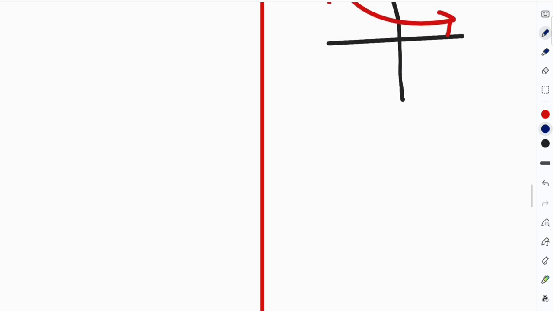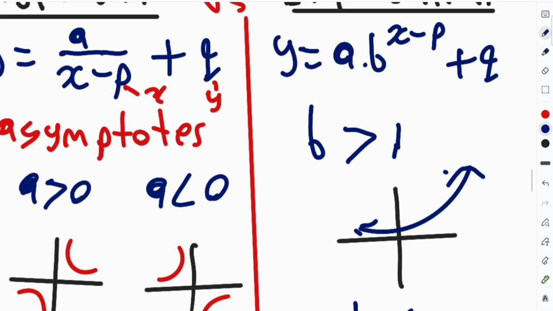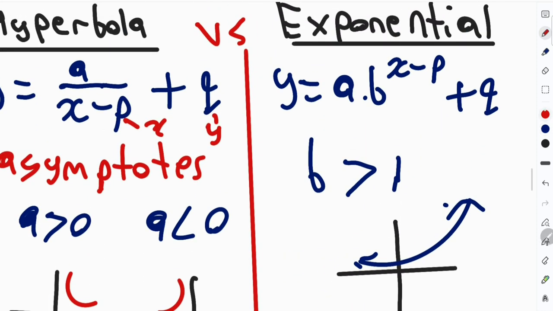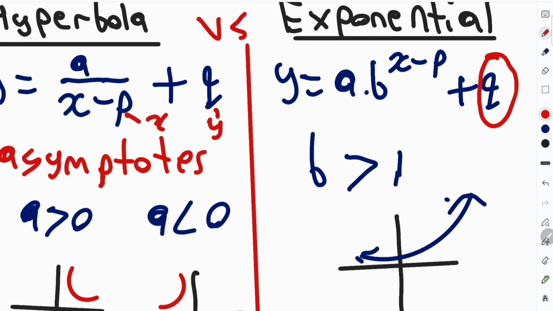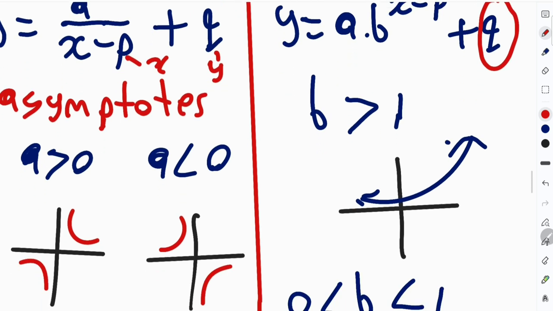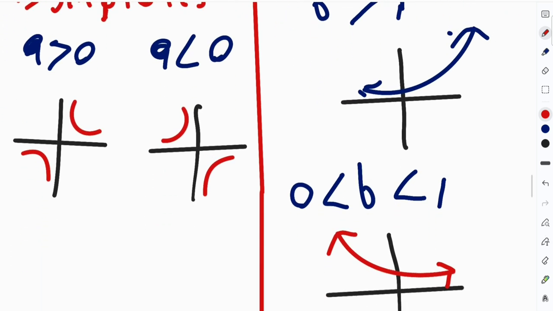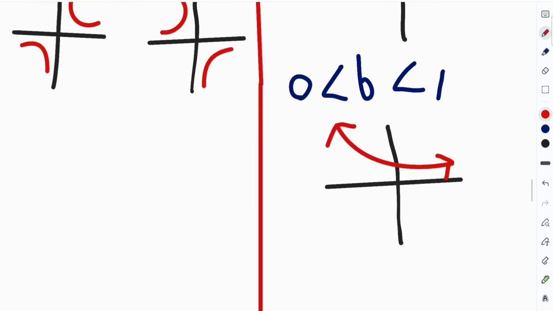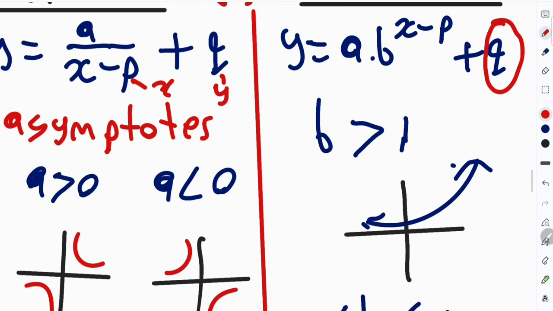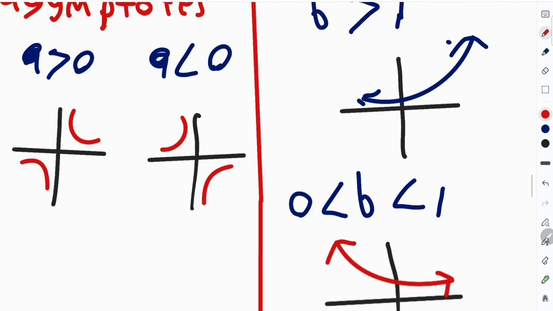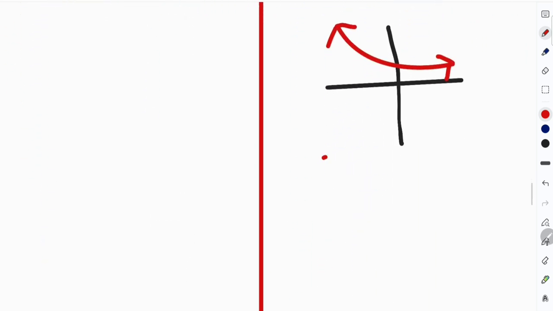But unlike a hyperbola, the exponential function only has one asymptote, which on the graph here is indicated by this letter q. So it only has a horizontal asymptote. It does not have a vertical asymptote. The equation of my asymptote is y equals q. So q can be any value, but your equation of asymptote is y equals q.